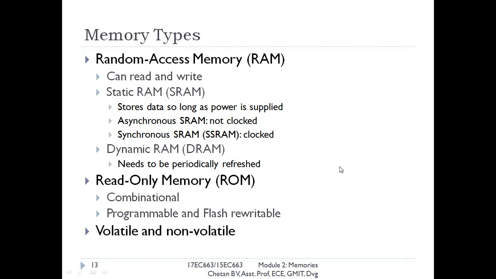This is the second video lecture on module 2, memories. In this lecture we shall study different types of memories. Broadly there are two categories, random access memory and read-only memory. Under random access memory we have different categories: static RAM and dynamic RAM.